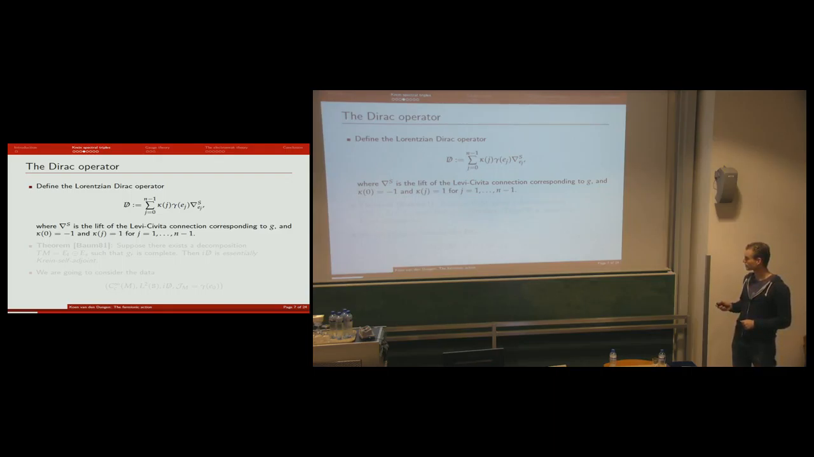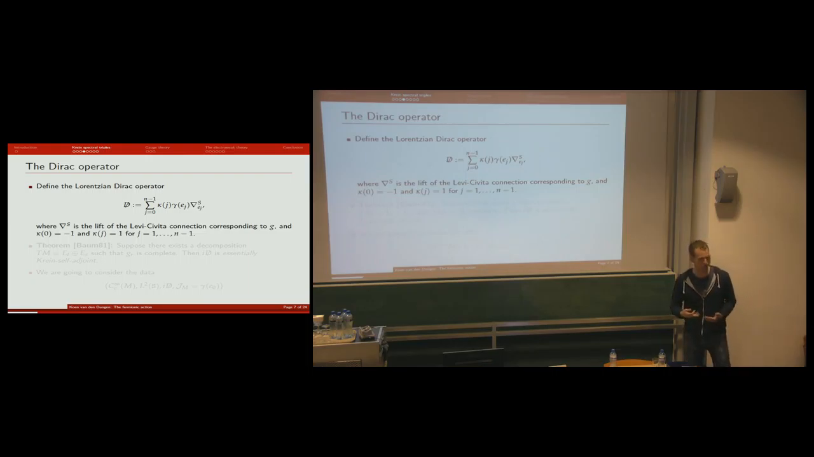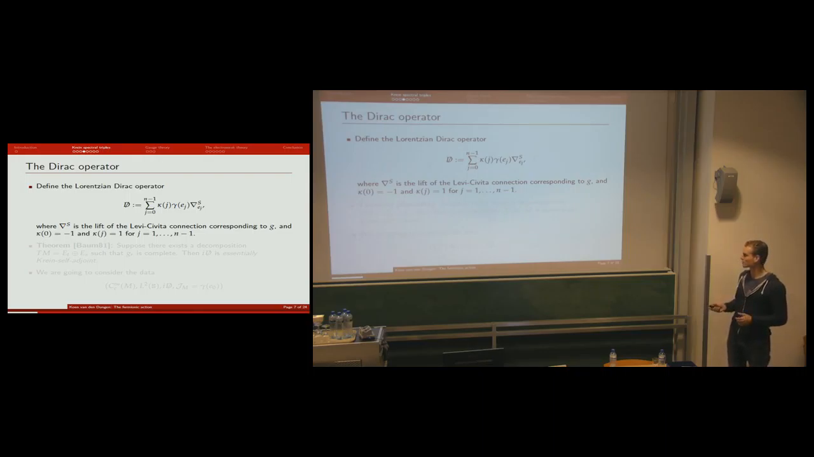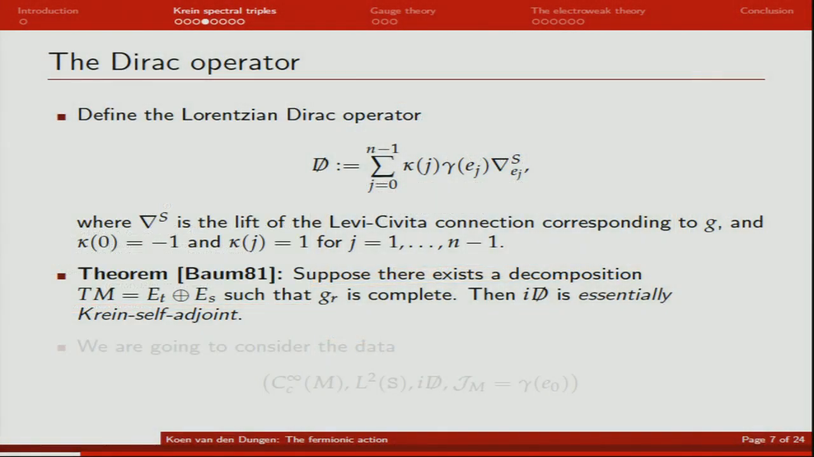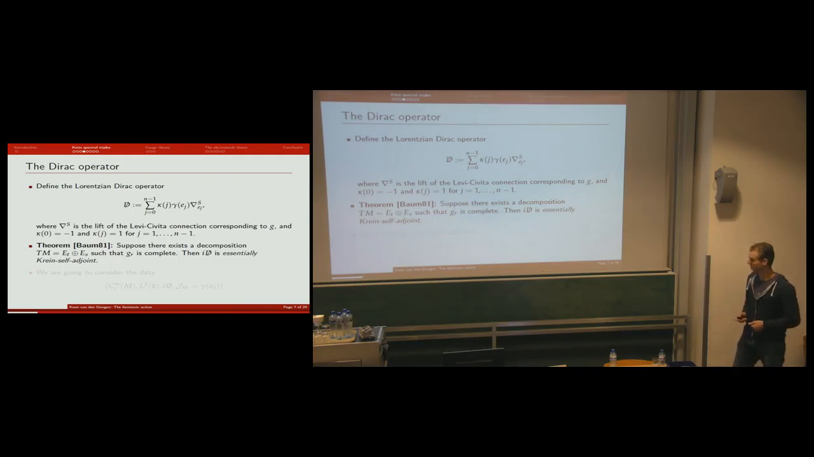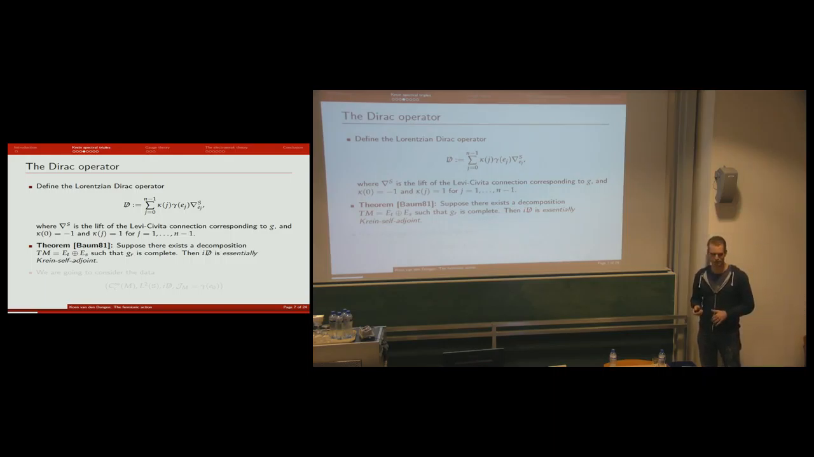And just like in the Riemannian case, if you want to prove that the Dirac operator is self-adjoint, you need a completeness assumption on the manifold. Here it works similarly. But now we assume that there exists at least one decomposition of this tangent bundle such that the corresponding Riemannian metric g_R is complete. In that case, it was proven by Helga Baum that i times the Dirac operator is essentially Krein self-adjoint.